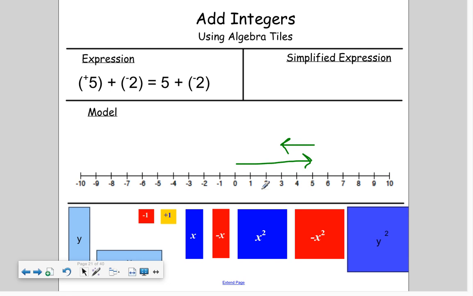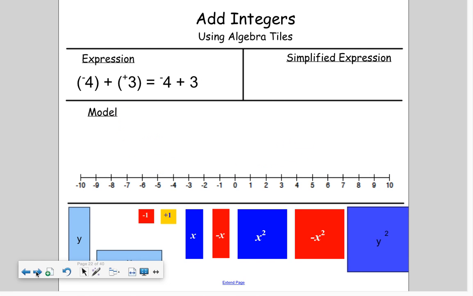If you do not trust me, using concrete counters, I take out 5: 1, 2, 3, 4, 5, and I have 2 negatives right here. These are 0 pairs, as a reminder. So what do you have left? 3 positives. Positive 3.